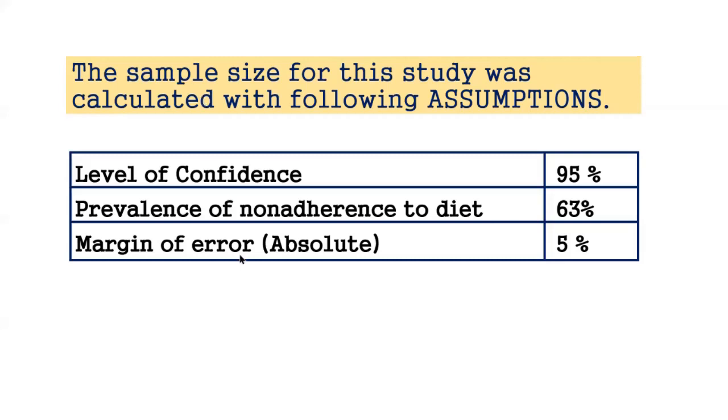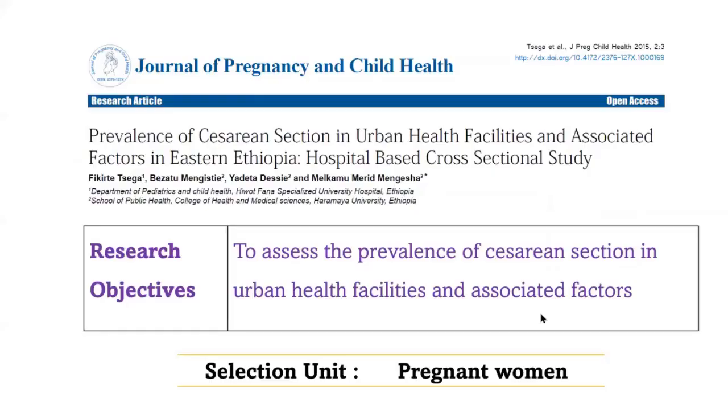So yes, it is 359. All of you are right. Now see the second, 359 is okay. Now see the second question. Prevalence of cesarean section in urban health facility and associated factors in Eastern Ethiopia, hospital-based cross-section study.